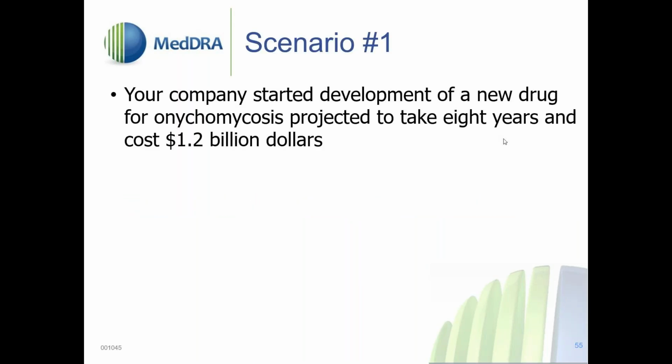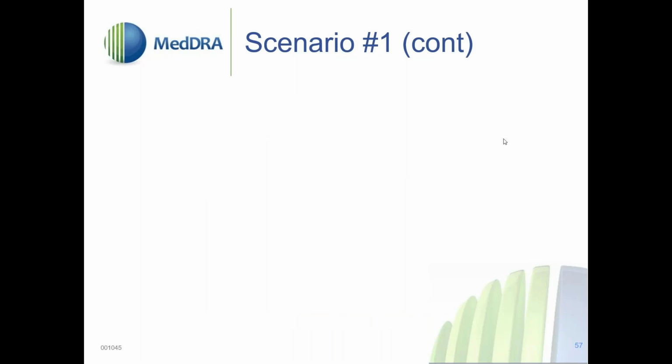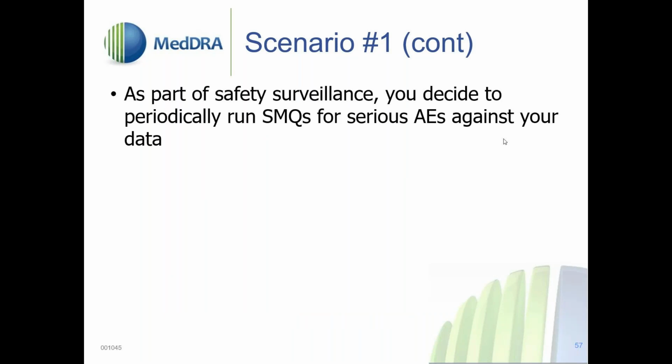So one is, your company started the development of a new drug for onychomycosis, which is projected to take 8 years and cost $1.2 billion. So lots and lots of money. And onychomycosis is just a foot swamp disease. So not a very important, but of course a disease which you don't want to have, but not very critical to the health of the patient. Toenail fungus.